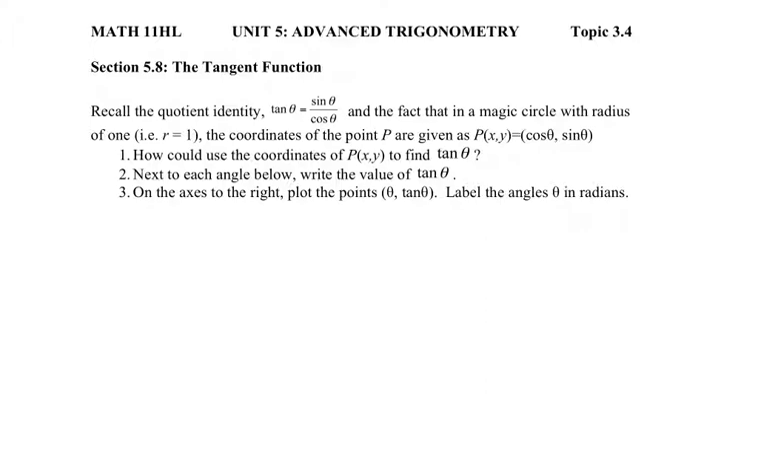So remember that tangent is sine over cosine, of course, and we've got our unit circle with radius 1 and that point P gives sine and cosine. So how can we use the coordinates to find tan? Well, you can divide the sine value by the cosine value, the y value by the x value. And remember we said that's the slope.